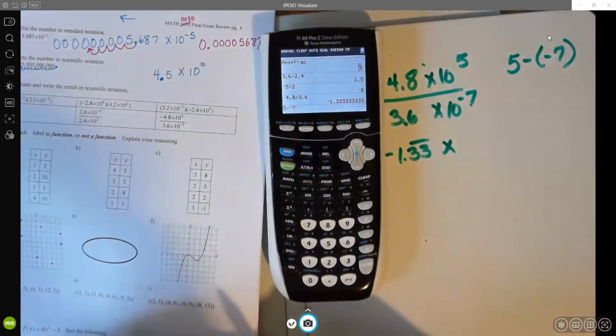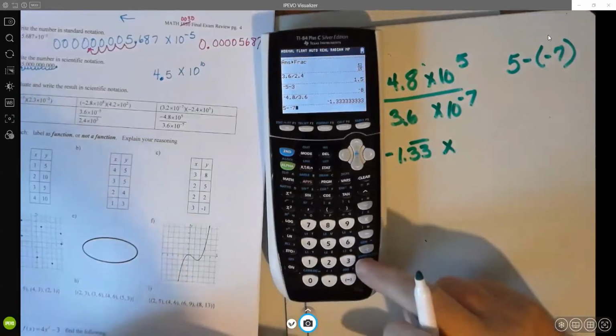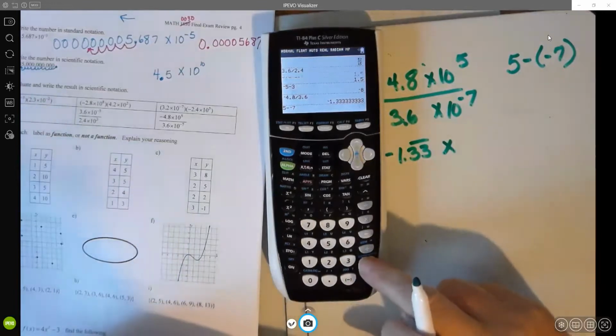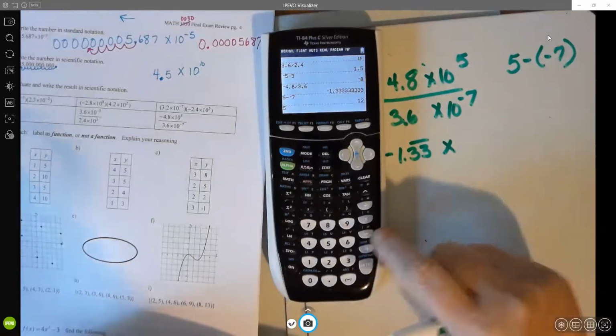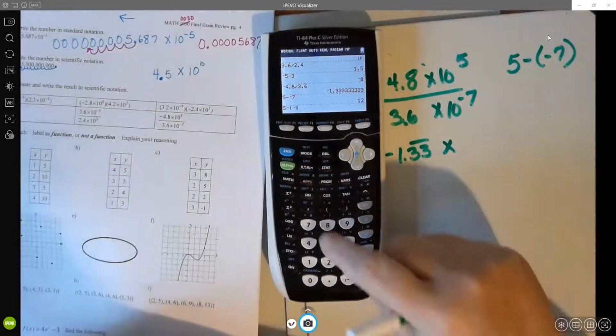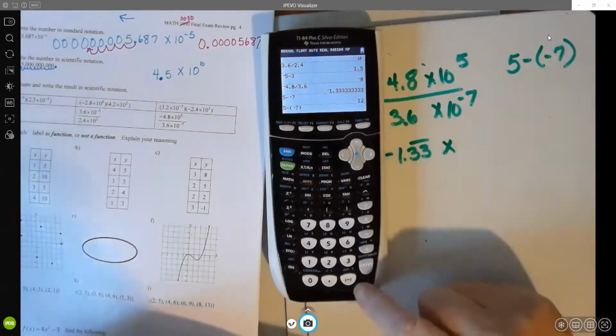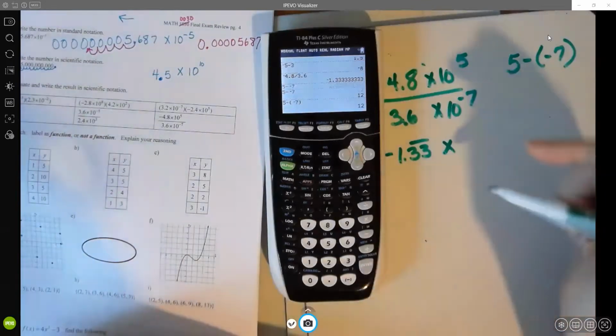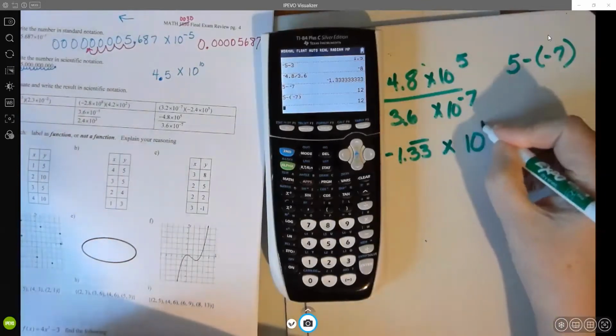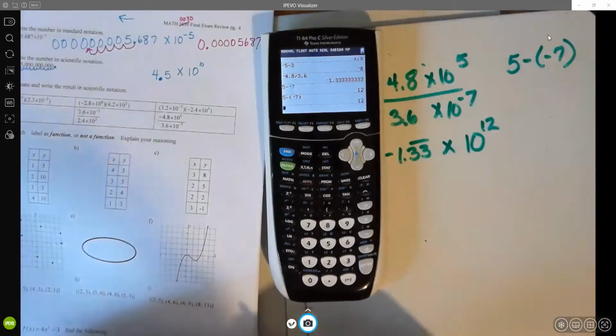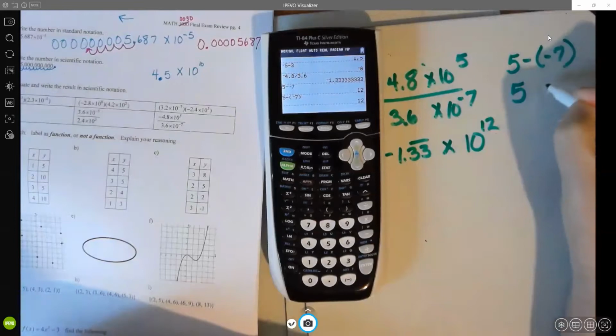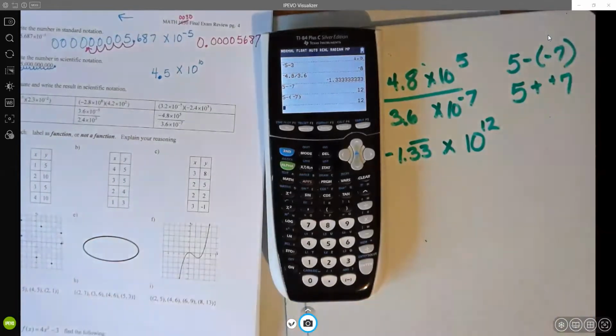5 and then a negative 7. Notice that I didn't need the parentheses, but if it helps you, 5 subtract a negative 7, it may help you to see that a little bit better. But in either case, that would be then 10 to the 12th. Because when you take away a negative, that is the same as adding that positive. Because if you're taking away, that's adding it back.